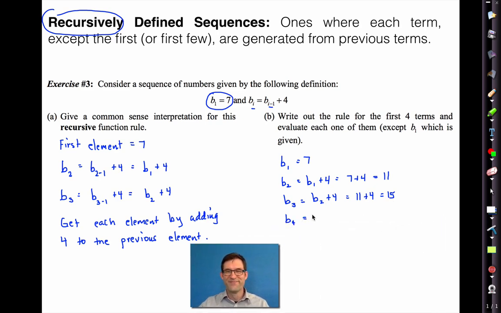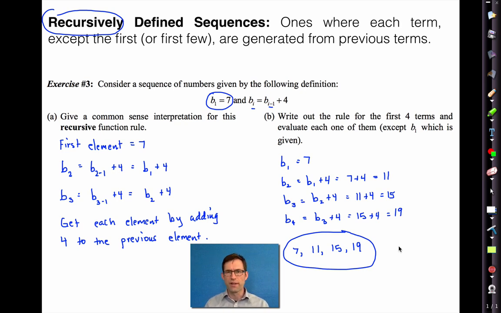B3 is going to be equal to B2 plus 4, but B2 is 11, so B3 must be 15, and B4 must be B3 plus 4, and that's 15 plus 4, or 19. So our first 4 elements: 7, 11, 15, and 19. All right.